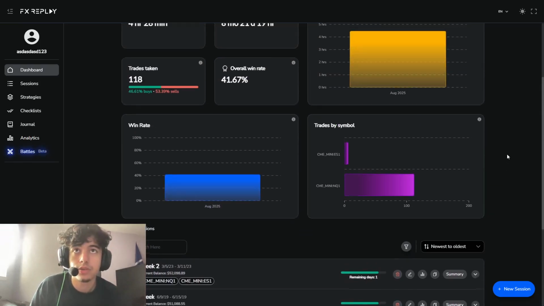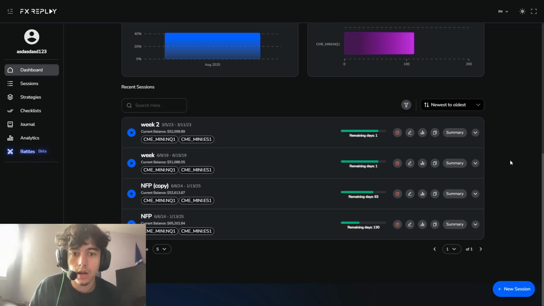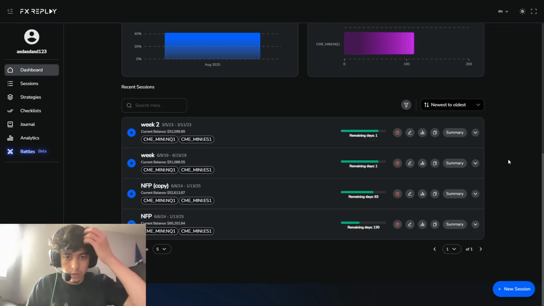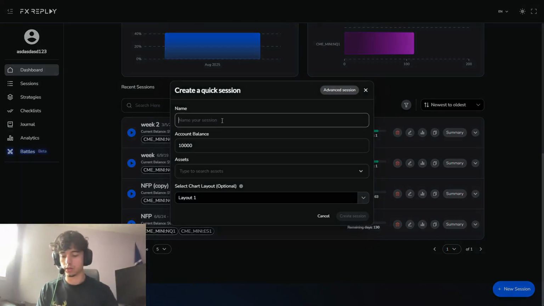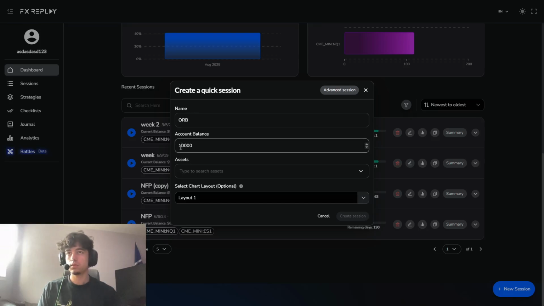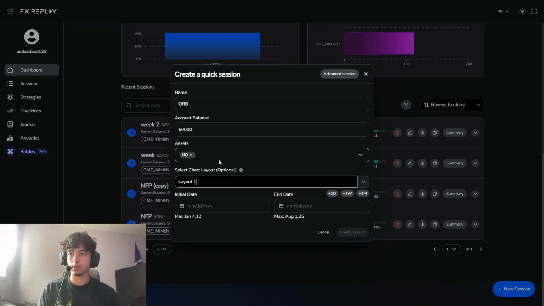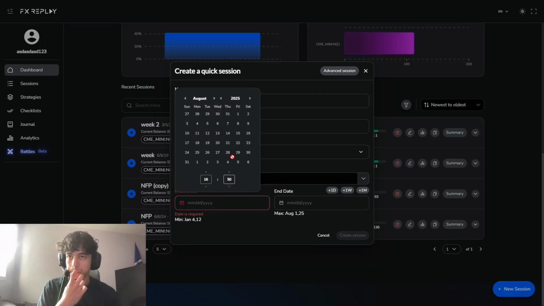That's usually the first period of where the market wants to go. It sets its direction. So yeah, let's just get started. ORB 50K, we're gonna do NQ and ES. We're gonna pick a random month. Let's just do November. Let's do 2016.